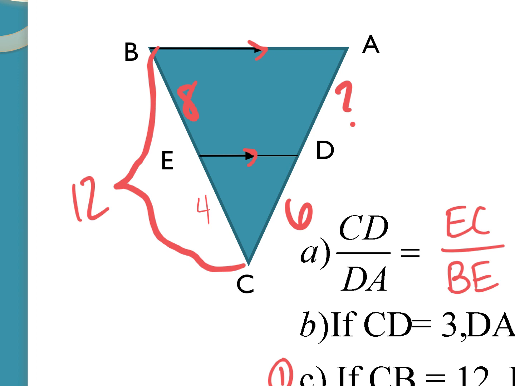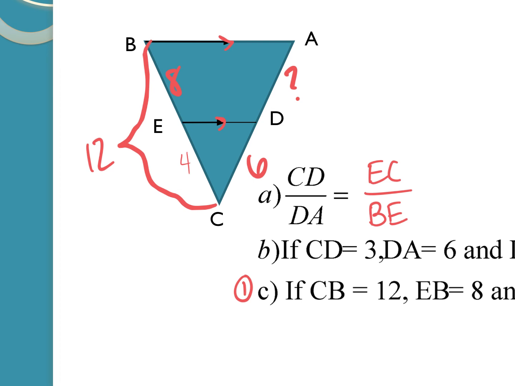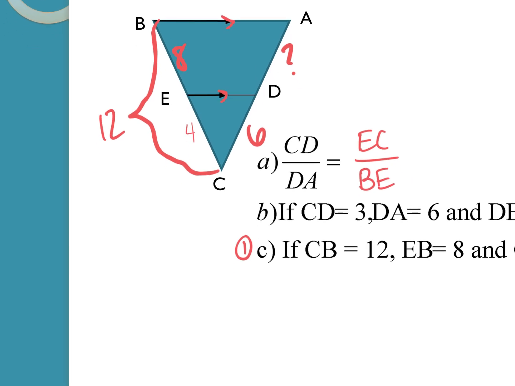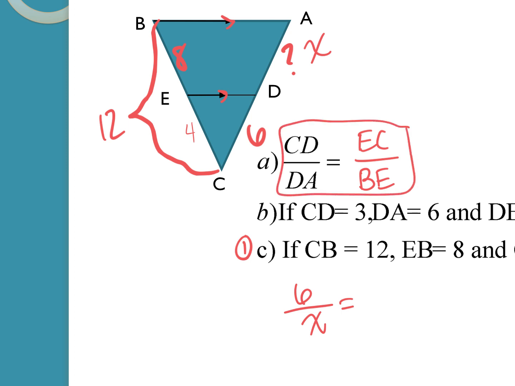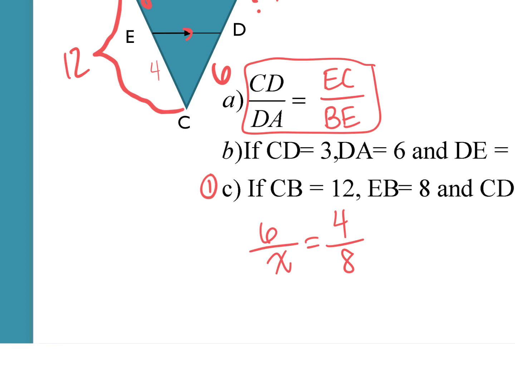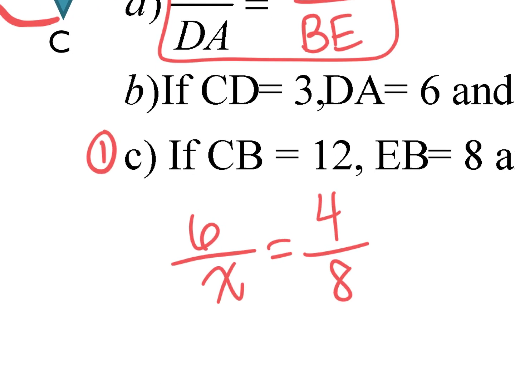So now let's set up our ratio, right? We said that CD over DA equals EC over BE. Do we know what CD is? 6. It's 6. We put that over DA. Is DA known? Let's put X. Very good. So let's make sure that we identify that that's going to be our X. What's it proportional to? It's proportional to EC over BE, correct? Guys, we're using this formula. What's EC? 4. What's EB? 8.